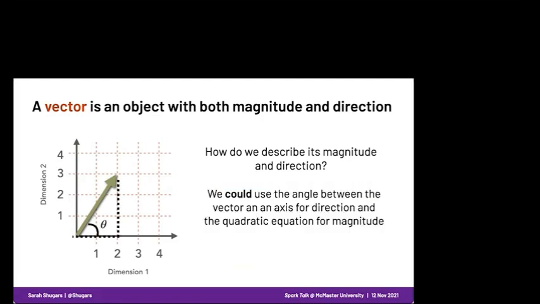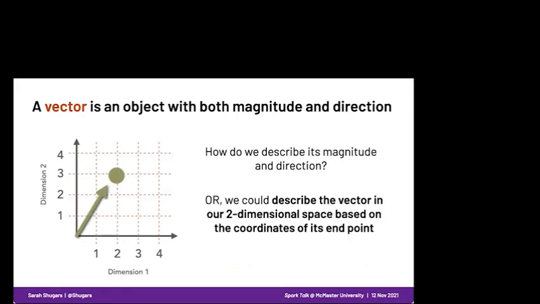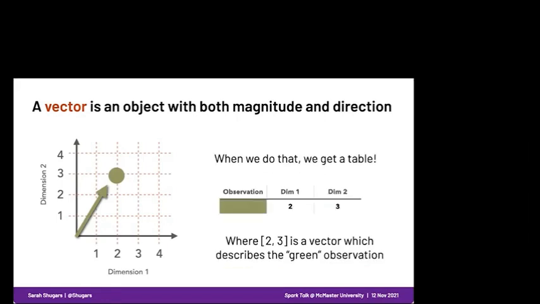You've probably had to do things in math class before where you look at the angle between the vector and the axis and use the quadratic equation to figure out the length of the hypotenuse and all that stuff. But we can actually do something way easier here. If we're using this two-dimensional space, we can describe this vector, which starts at the origin, the 0, 0 point, based off the coordinates of its endpoint. Here, we'll describe this vector as simply 2, 3, where 2 is its coordinate in the first dimension and 3 is its coordinate in the second dimension.